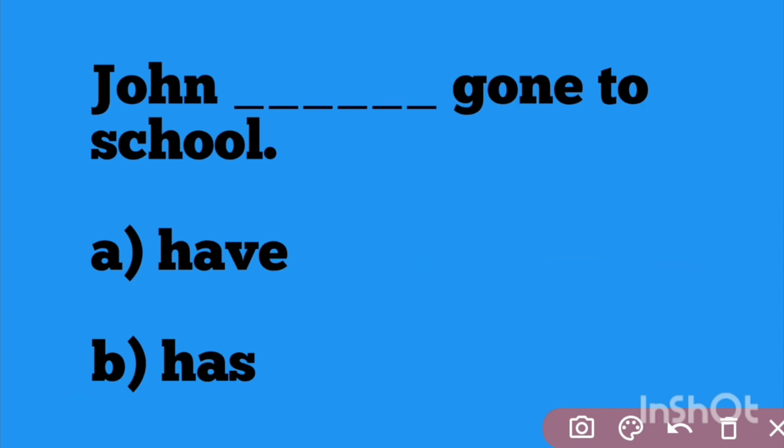Now we are going to start our questions. There are about 20 questions, and obviously we will see how many questions you can solve. Friends, the first question: John blank space gone to school. Here you can see this is the verb third form. So obviously before that we have to use have or has as an auxiliary verb. From this structure it's clear.